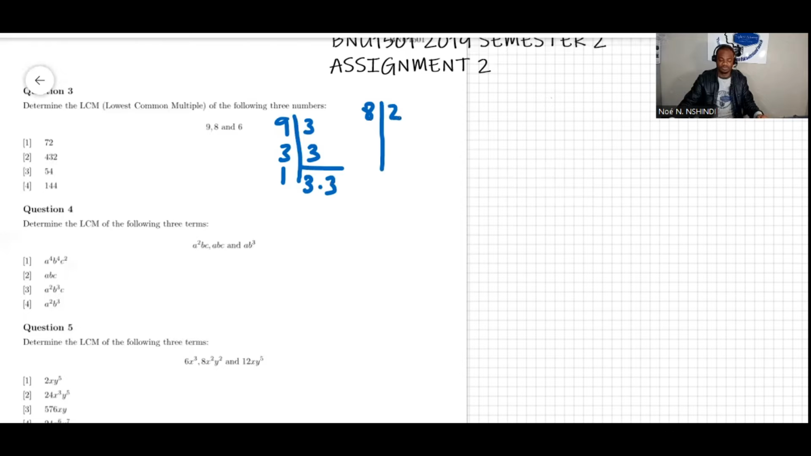8 divided by 2. Okay, the smallest prime number that divides 8 is 2, and then it's 4, and then by 2 it's 2, and then by 2 it's 1. So I can write here 2 times 2 times 2.